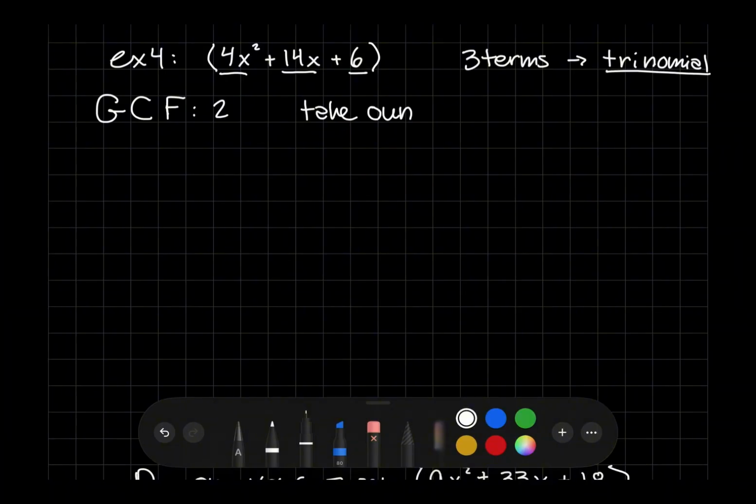Take out my greatest common factor, 2. We already said 4 divided by 2 is going to be 2x squared plus 14 divided by 2 is going to be 7. Don't forget your x. And then 6 divided by 2 will be 3.